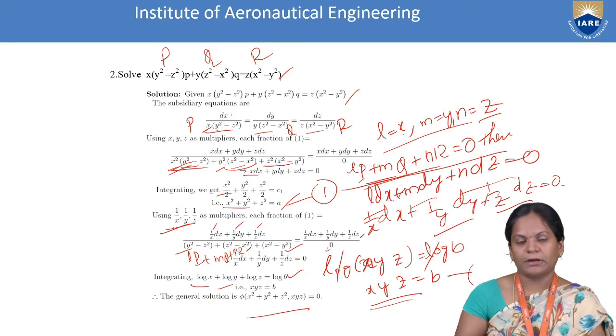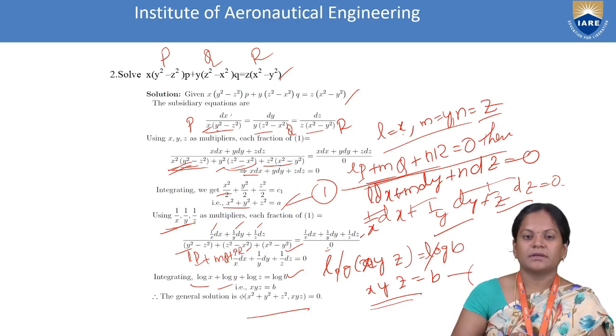If we choose multipliers, the condition should be satisfied. That is, lP plus mQ plus nR value must be equal to 0. Like that, we have to choose the multipliers. If the condition is okay, then we write the solution as l dx plus m dy plus n dz equal to 0. After integration, we'll get the solution. So the sets of multipliers should be different. That's why we get u as one function, v as another function.